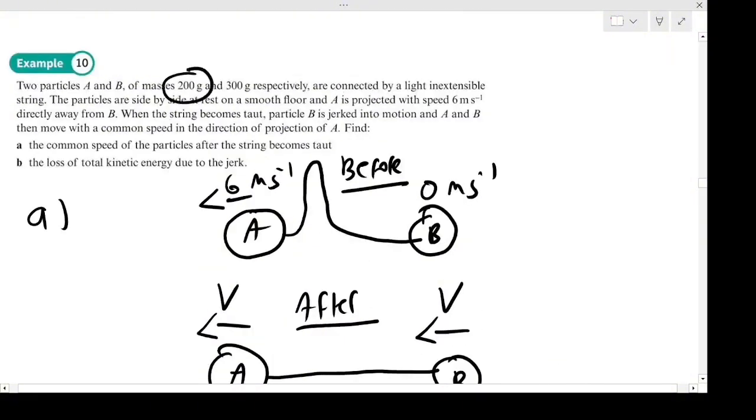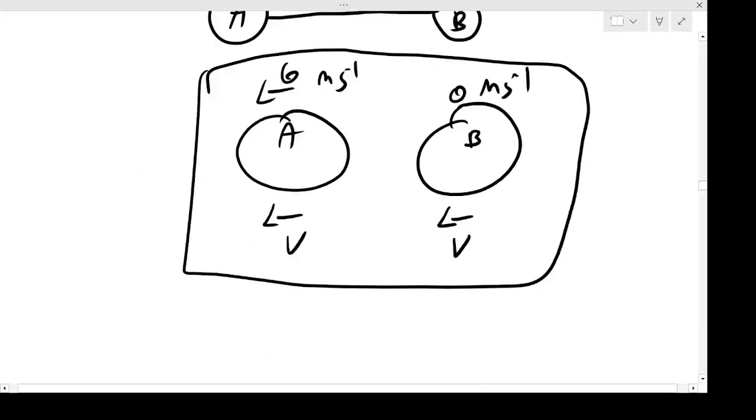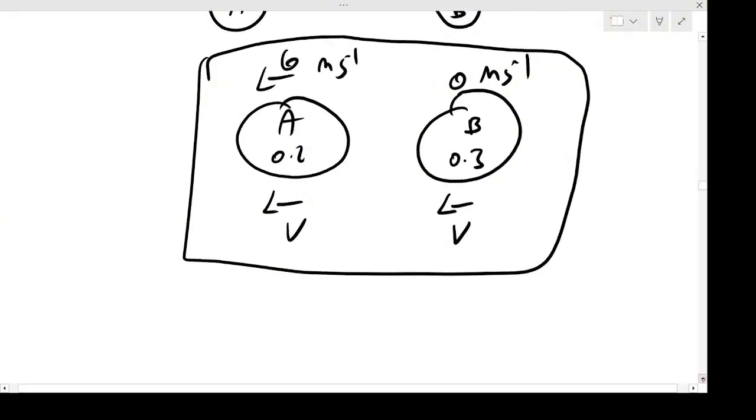Also the masses are 200 and 300. Now it's in grams, which is an issue. It has to be in kilograms. Okay, so that's going to be 0.2 kg and 0.3 kg. Because remember again, 1 kilogram is 1,000 grams, so we need to divide by 1,000 to get it in kilograms. Okay, so actually the masses we're going to use are 0.2 and 0.3. Okay, so there we are. So now we can apply our normal methods. Okay, now we can apply our usual techniques.